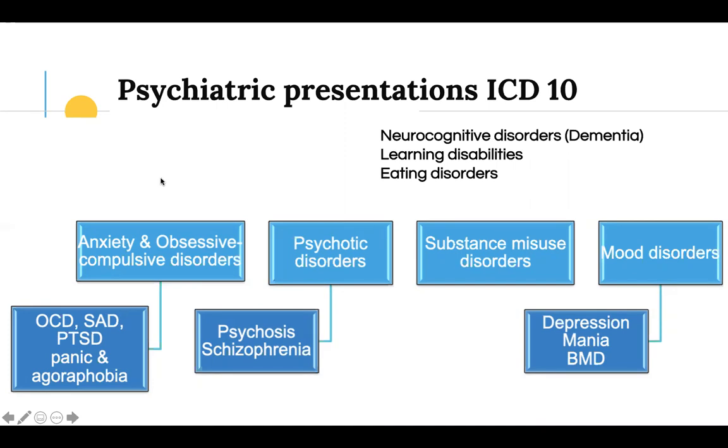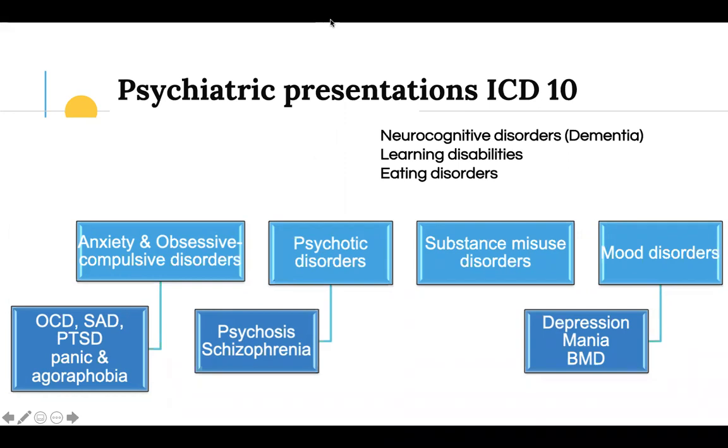Then there are other disorders that are precipitated by substance misuse, so drugs and alcohol intoxication. And then finally, mood disorders, so depression, and patients who present with mania, bipolar mood disorder. As well as that, there are some crossover groups up at the top there. So neurocognitive disorders such as dementia, Parkinson's, Alzheimer's, vascular dementia.